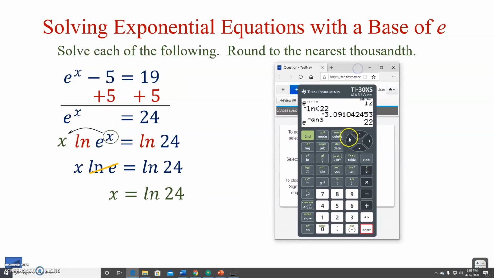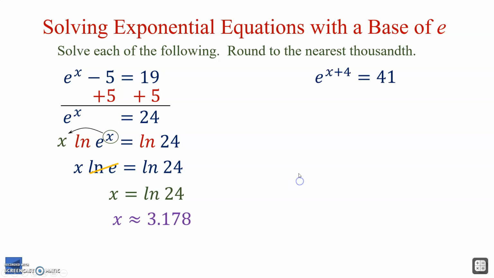Alright, let's see what ln 24 equals. Again, if you were asked to give the exact answer as opposed to a rounded one, the exact answer would be ln 24. So let's go ahead and find an approximate answer. ln 24 is 3.178, some stuff. Let's check ourselves. So e to the second answer, minus 5. There's our 19. So 3.178.